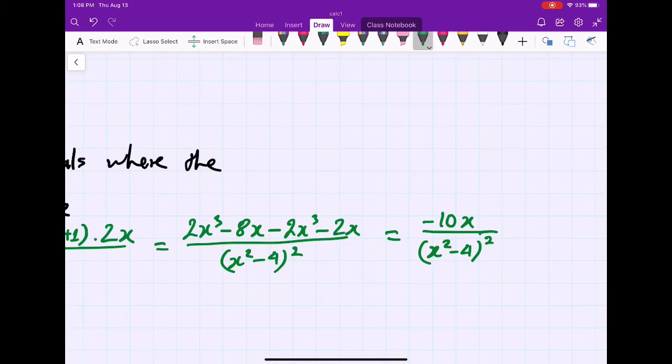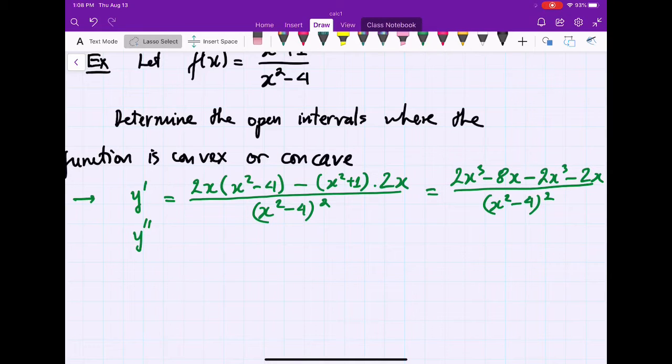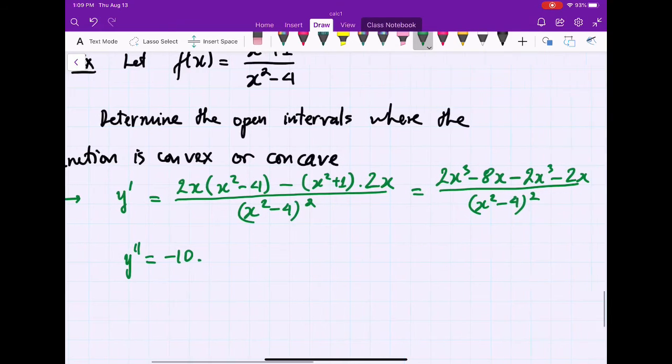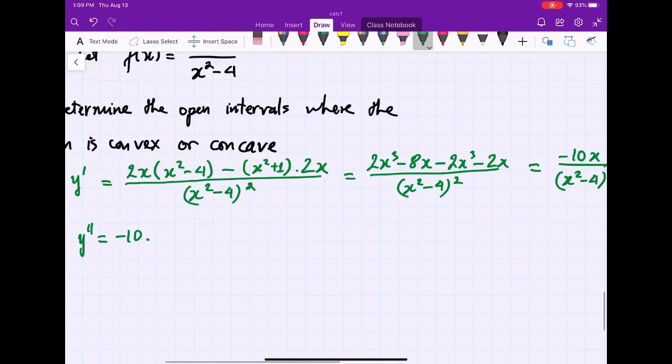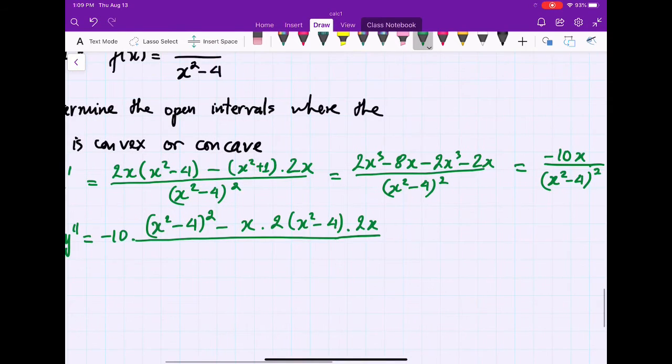Now let's differentiate this function to get the second derivative. So y double prime is negative 10 times, again, I will use the quotient rule. Derivative of x is 1, so I have 1 times (x squared minus 4) squared minus x times the derivative of (x squared minus 4) squared. That is 2 times (x squared minus 4) times 2x. We use the chain rule for that term.